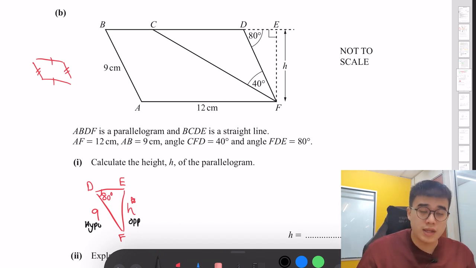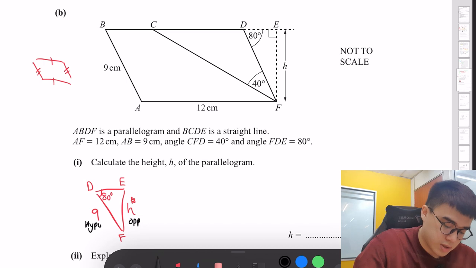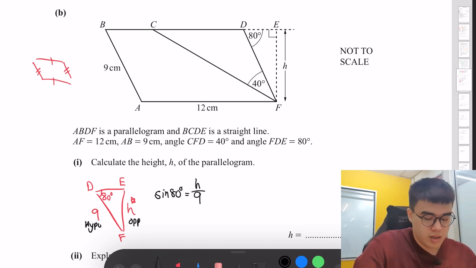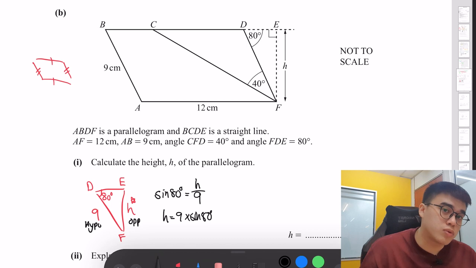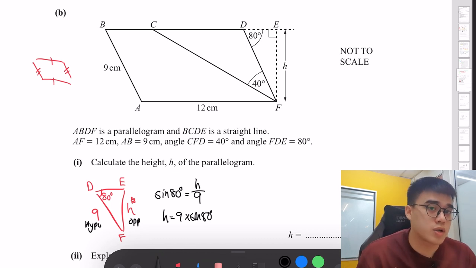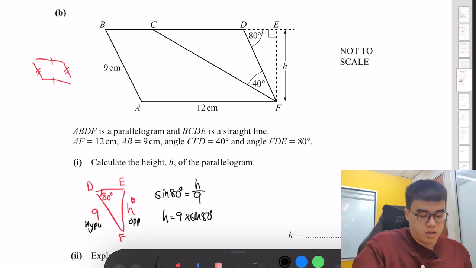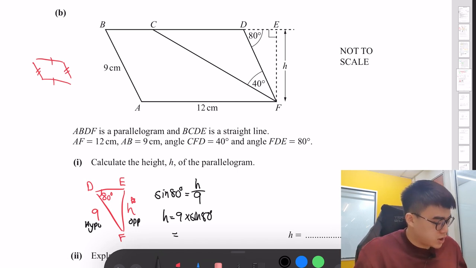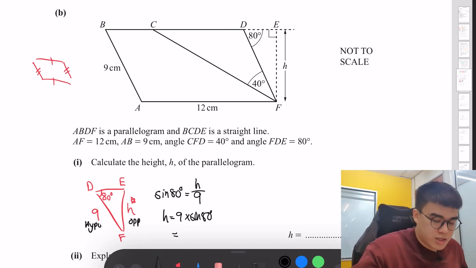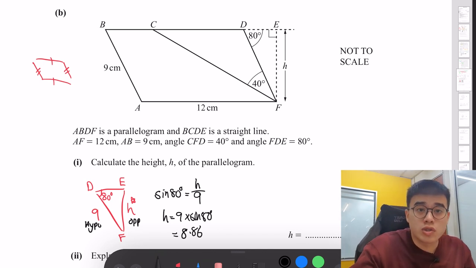So with opposite and hypotenuse, we'll be using sine 80 degrees equals H over 9. So H value will be 9 times sine 80. Personally, I would recommend you to put the sine, cosine, tangent at the back, because if you forget to close the bracket, it will affect your entire answer. So for this, your value will be 8.86 after correcting it to 3 significant figures.